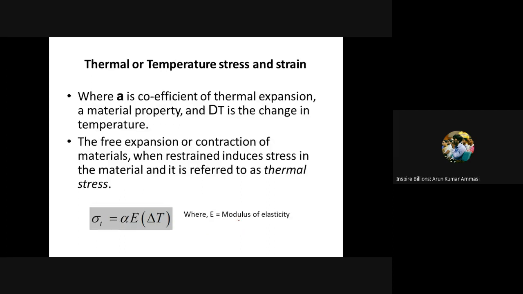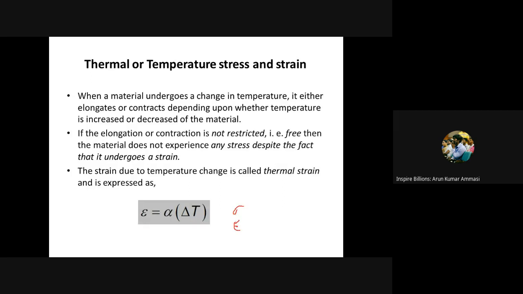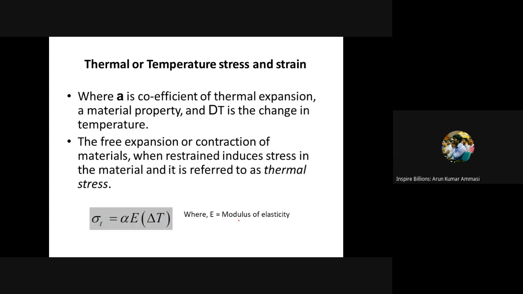And this is the relationship between thermal stress and the temperature. Like thermal strain, which is equal to the coefficient of thermal expansion alpha into delta T, thermal stress or temperature stress is related to alpha E into delta T, where delta T is the change in temperature. So this is called thermal strain and this is called thermal stress, and it is also called temperature stress, the stress developed due to temperature.